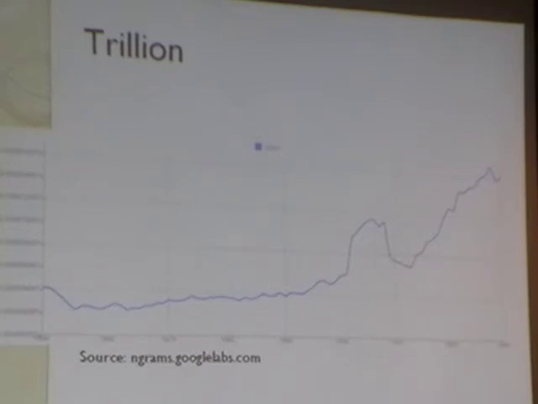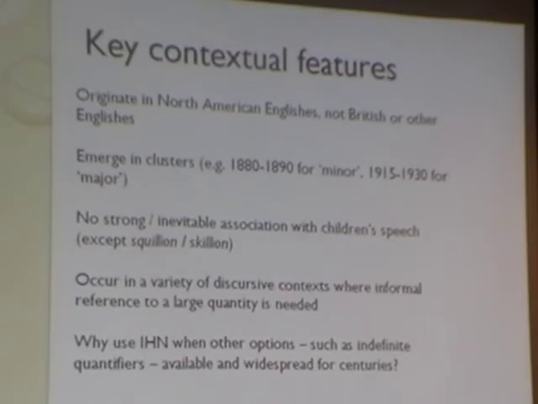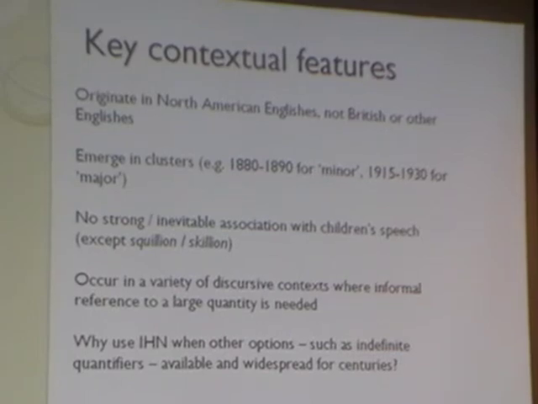And frequency is interesting. Frequency is good data, but it's not analysis. It does not tell us what this means or why we should care. What else do we know? Well, what I just established, that IHN all originate in North American Englishes, not British or other Englishes. But they emerge in clusters, that they're really very rapid, and most of them emerge either between 1880 and 1890 for the minor, 1915 to 1930 for the major.